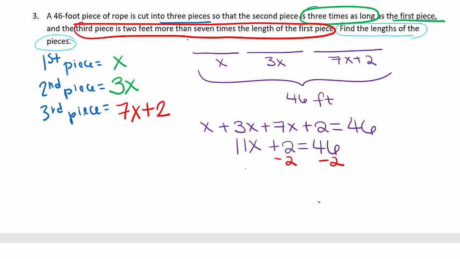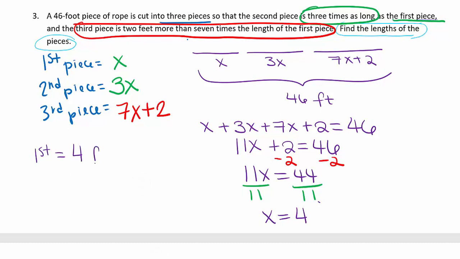I want to get the x's by themselves, so I subtract the 2. 11x is 44. Divide by 11, and x is 4. Now I'm not done with the problem. They actually want the length of all 3 pieces.